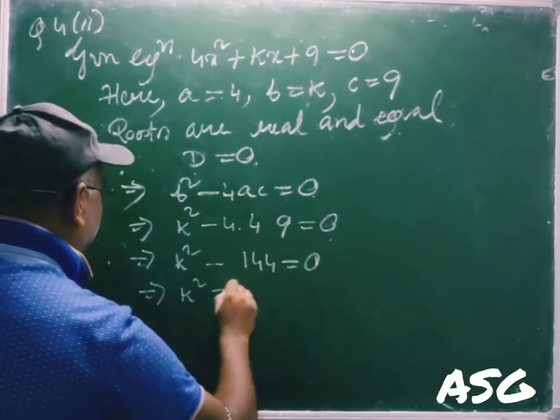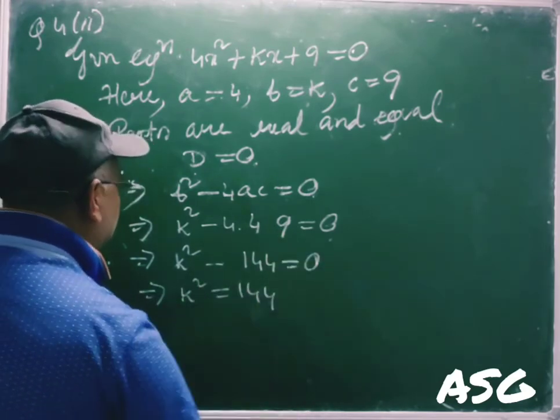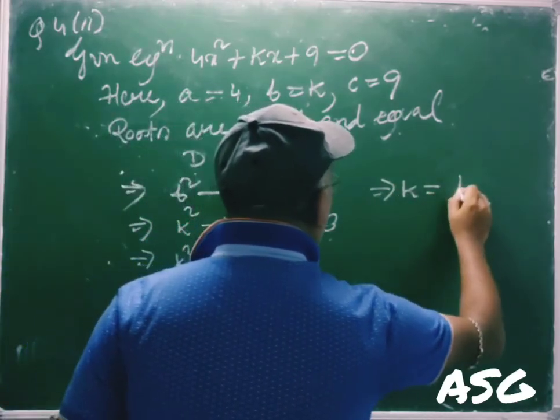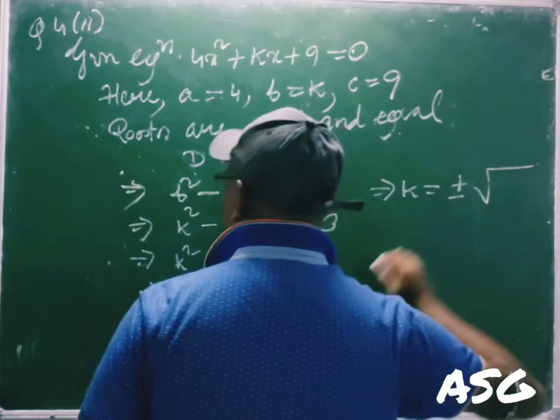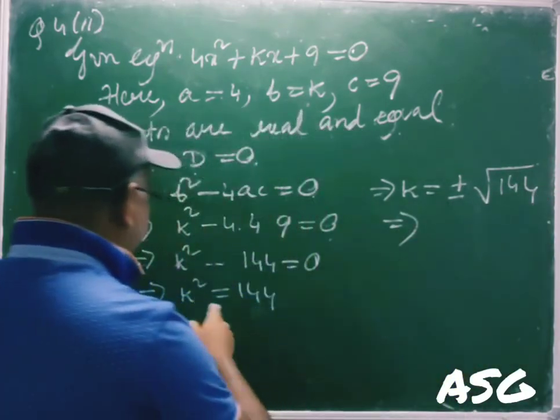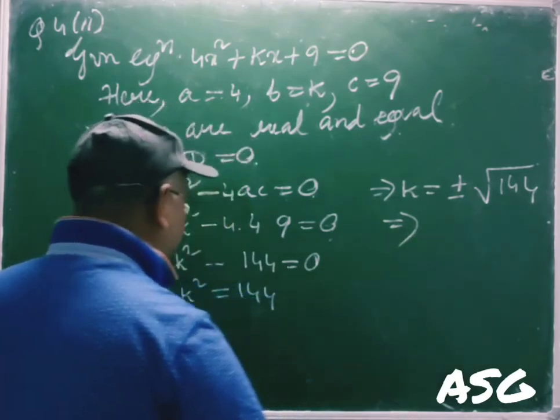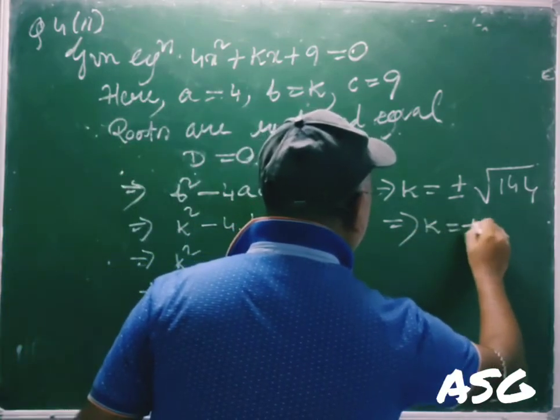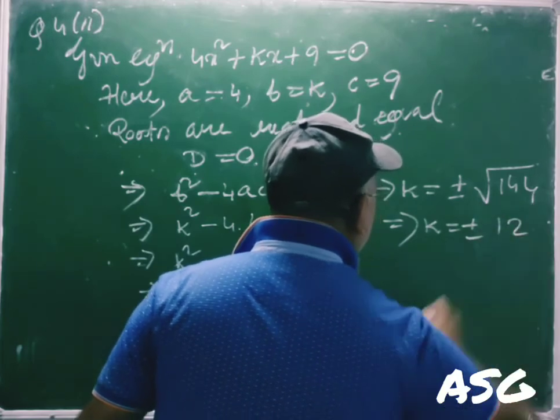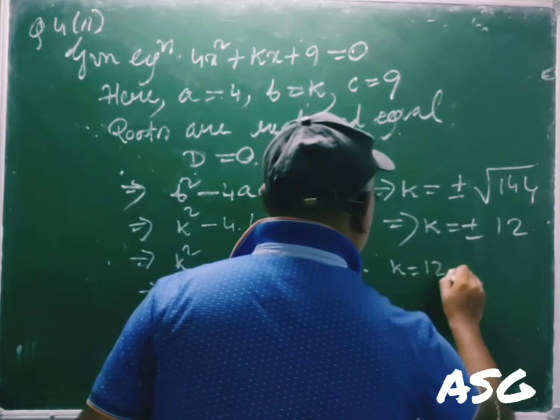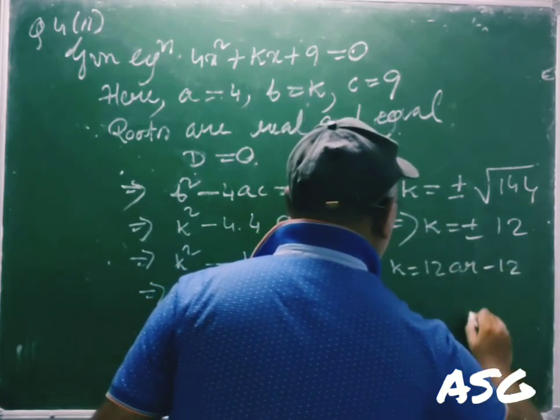K square equal to 144, and let me write it here, implies k equal to, now you know we have to take always plus minus, square root of 144. Because it is square, I am removing the square, this right side I am taking root, and that also with plus minus. So k equal to plus minus, if you take the square root, which is 12. So therefore, k equal to 12 or minus 12.